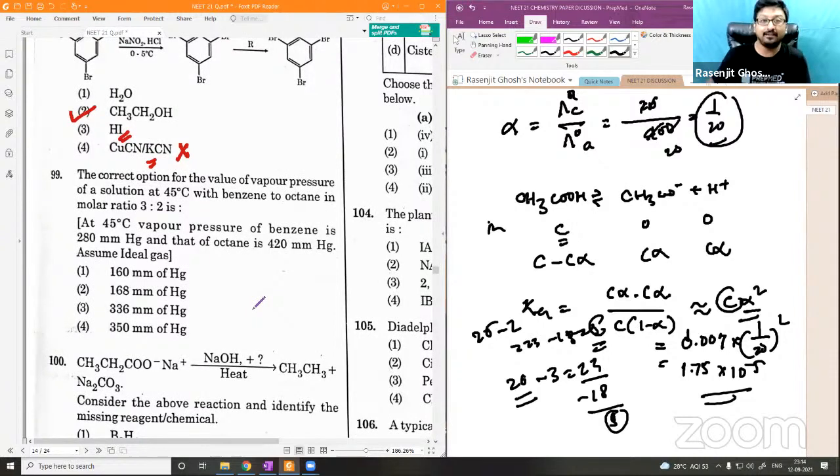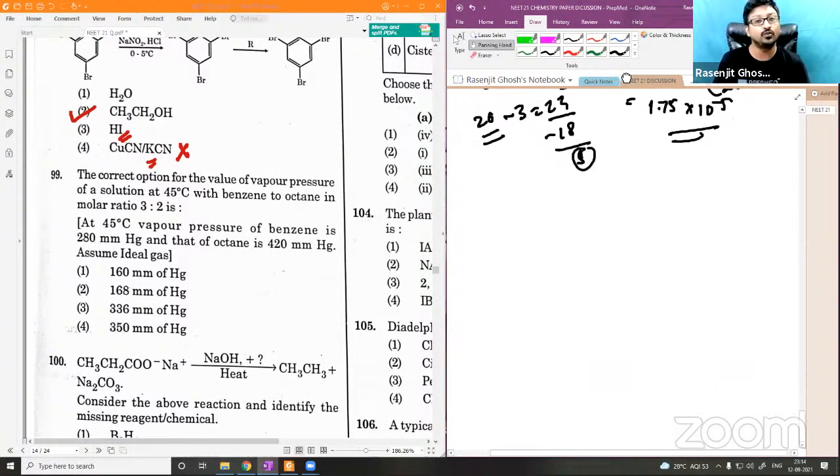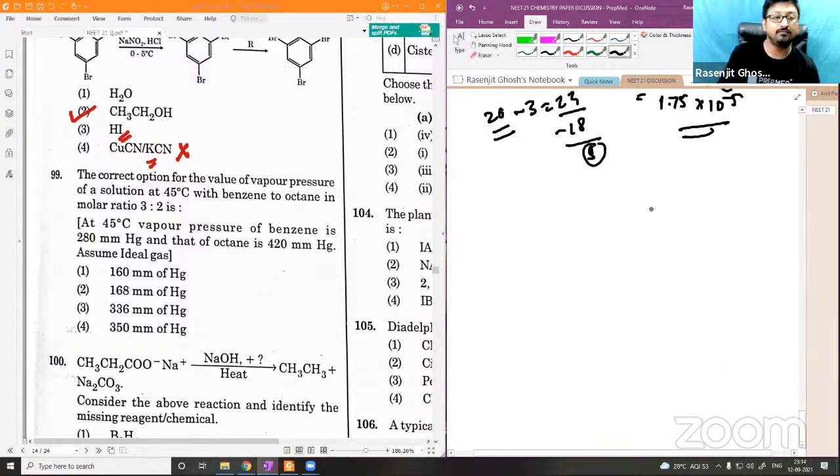The correct option for the value of the vapor pressure of the solution at 45 degrees Celsius: the ratio of benzene to octane is 3:2. So what will be the total pressure you have to calculate? This is a direct application of Raoult's law. How can you do that? Here your P0 for benzene is given as 280, and your P0 for octane is given as 420, right?